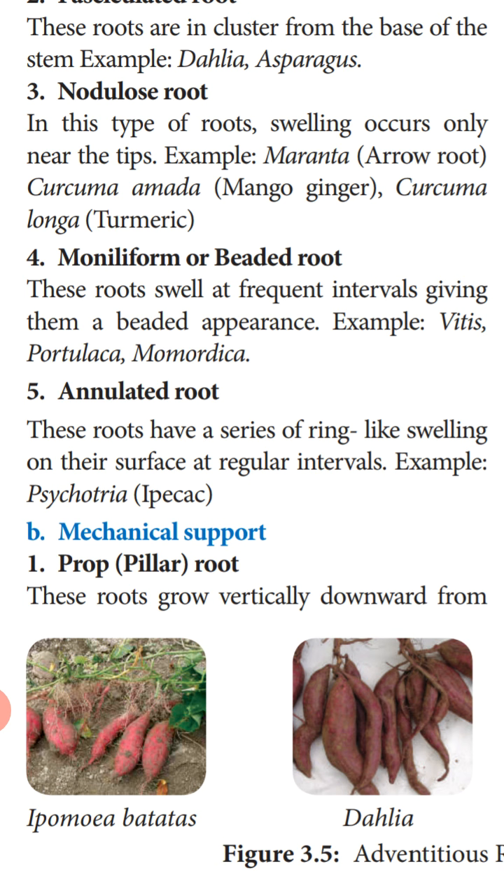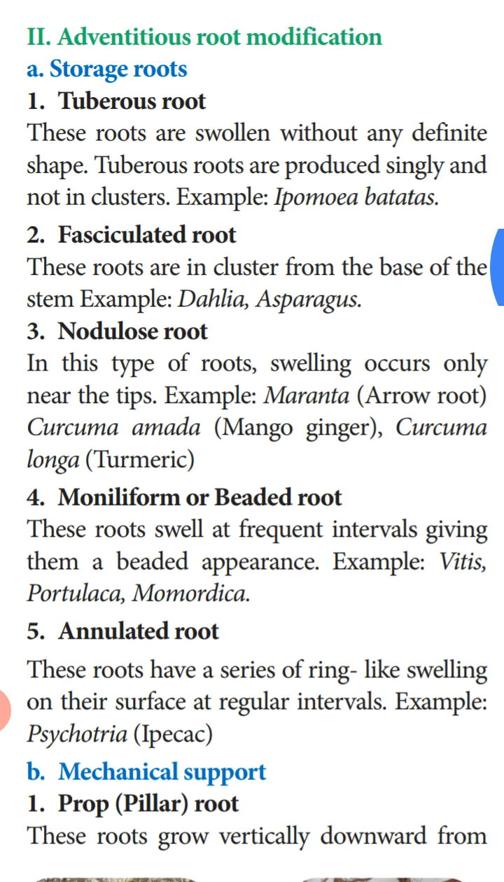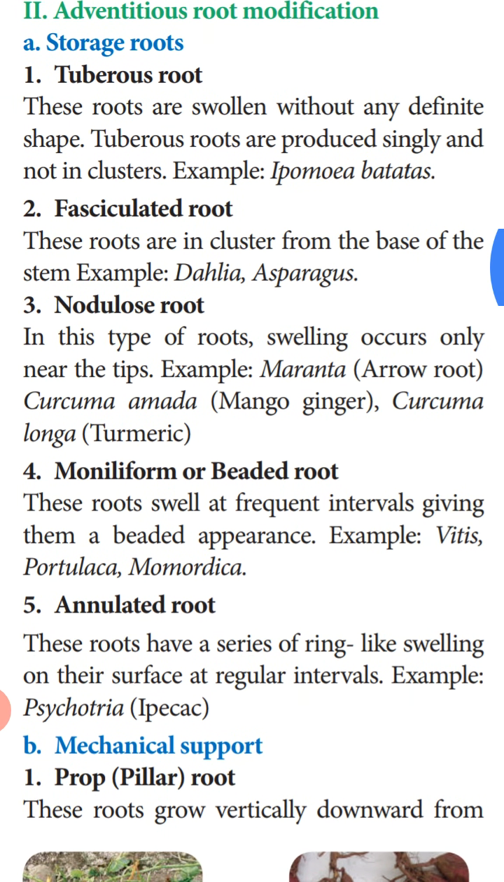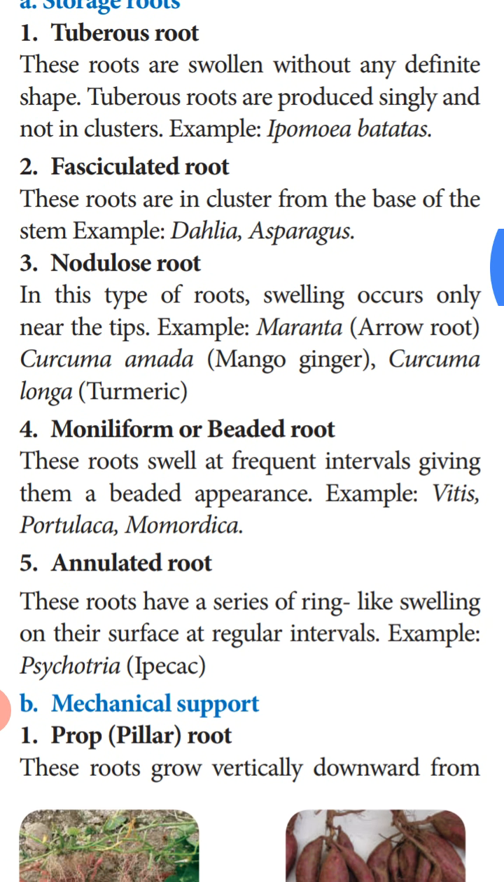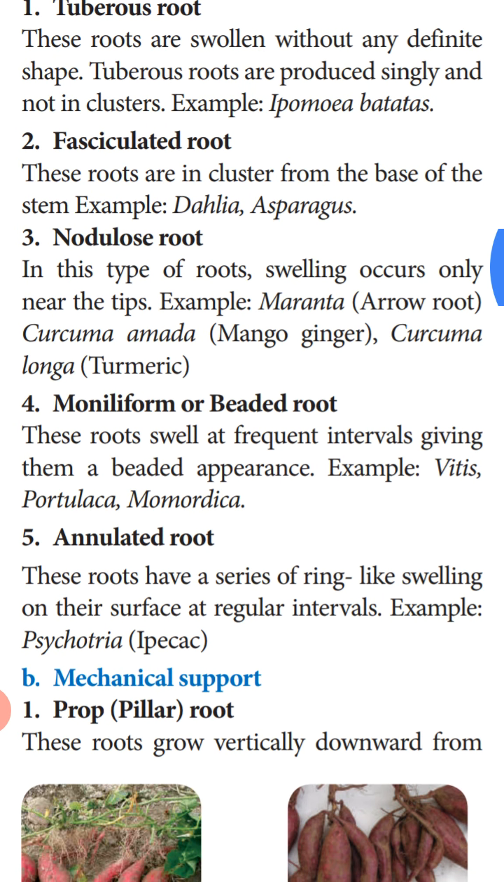In these roots, the roots are swollen without any definite shape. Here again, in these fibrous adventitious roots, food is stored, and as a result the roots become swollen. They don't have any definite shape. Such roots are called tuberous roots. These tuberous roots are produced singly, not in clusters. The example is Ipomoea batatas.